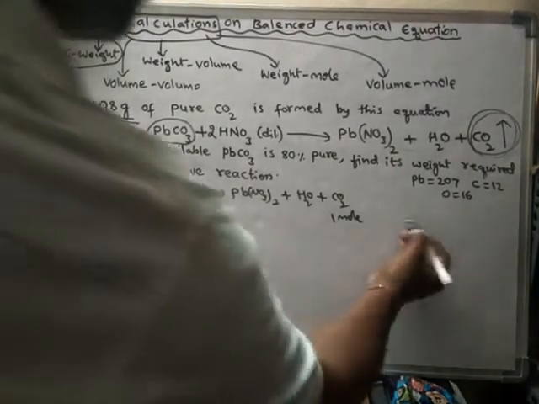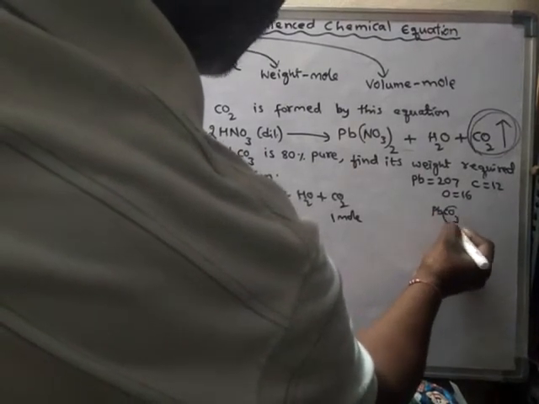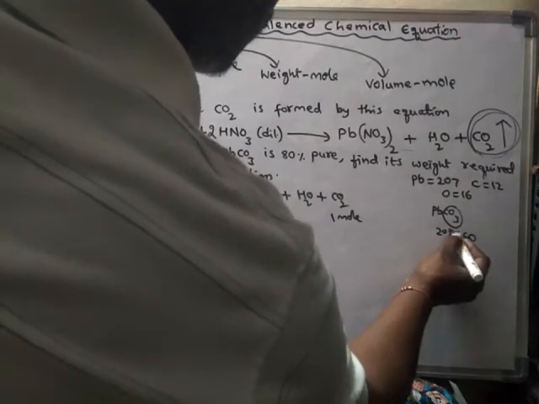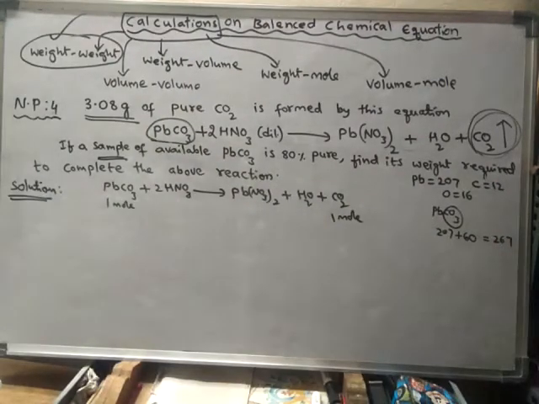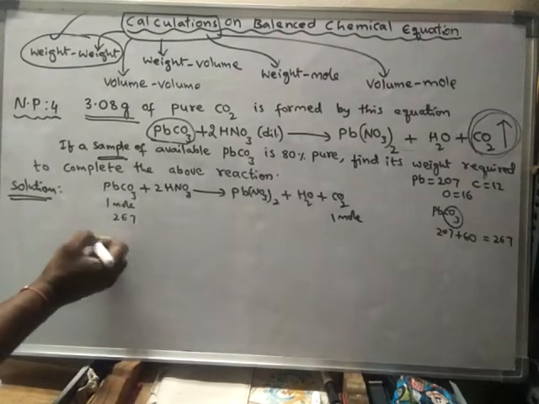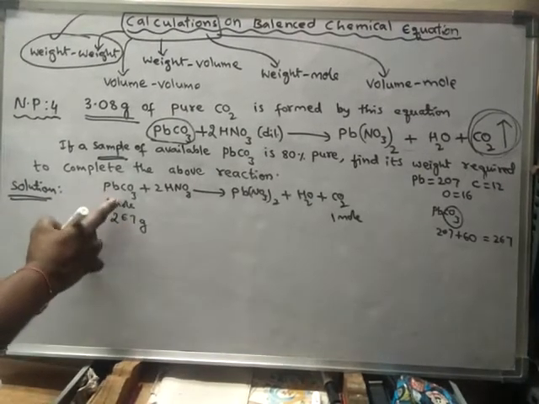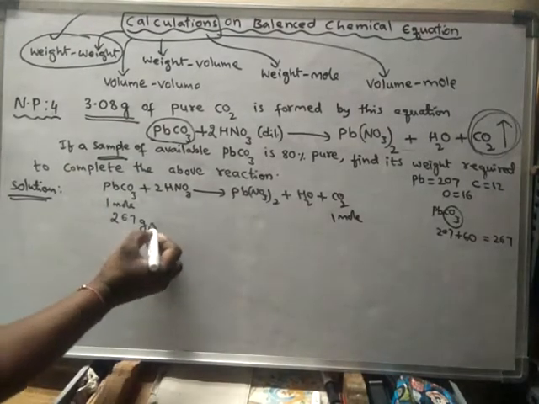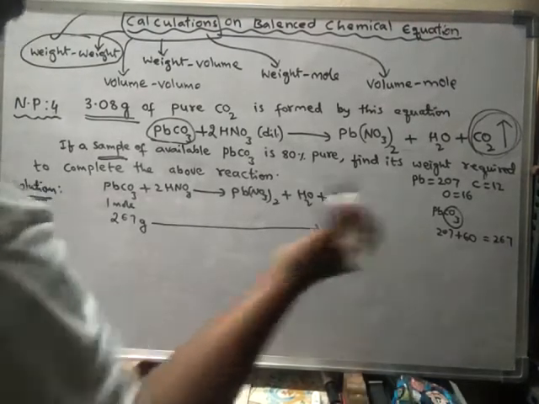So lead carbonate, what is the weight of lead carbonate? PbCO3 means, remember CO3 has 60, lead 207, so 207 plus 60 will be 267. So 1 mole of lead carbonate is equal to 267 grams. 1 mole of lead carbonate will produce 1 mole of carbon dioxide. That means 267 grams of lead carbonate can produce 1 mole of carbon dioxide, meaning 44 grams.